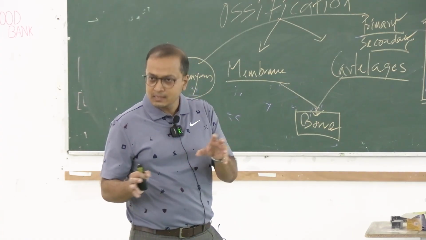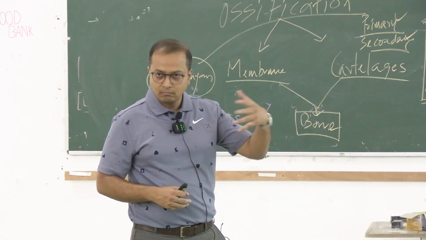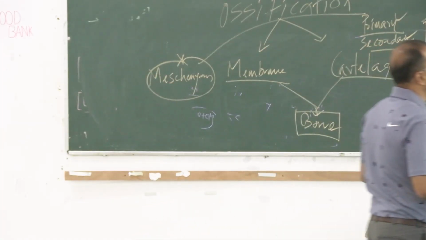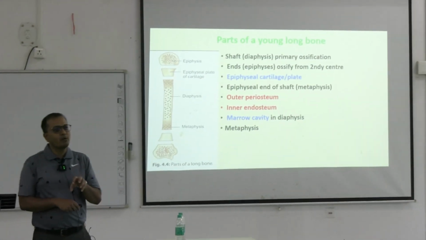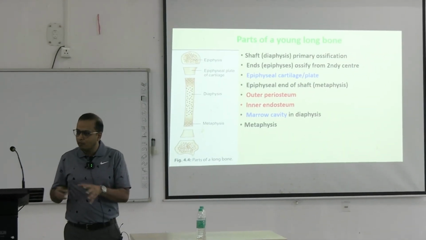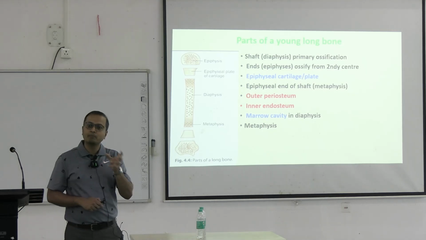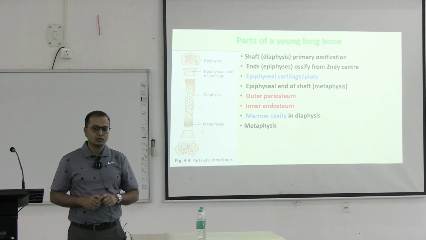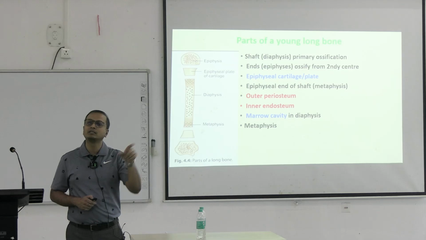Now as we progress towards maturity, when pubertal age is over and we are going into adulthood, the epiphyseal plate slowly fuses with the epiphysis and the diaphysis. Then the epiphyseal plate changes its name and becomes a very thin line, which we call the epiphyseal line. That region we call the metaphysis. The metaphysis is the part of the diaphysis which is close to the epiphyseal plate.